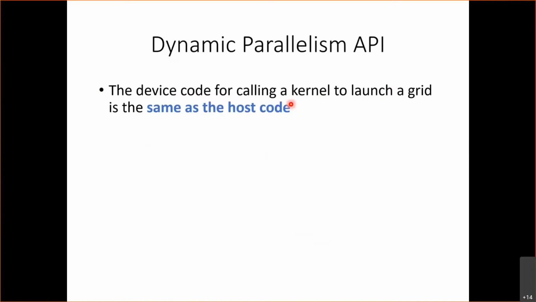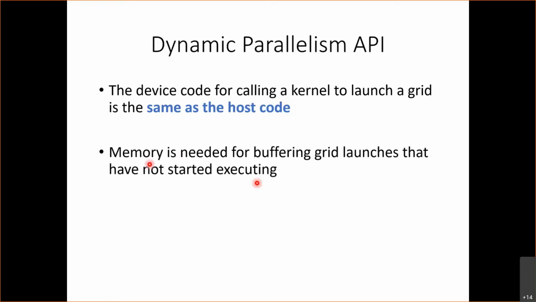However, when we are launching a grid from the GPU, if we have a very large number of threads, we're going to have a very large number of launches. And because we have a very large number of launches, not all of these launches will be able to run at the same time. So what the device will have to do is it will have to save the state for these launches in some kind of buffer until they get their turn to run. Okay, so the information about the launches will be saved in some kind of buffer until they get their chance to run. And what this needs is memory. So we need memory to buffer the grid launches that have not started executing.